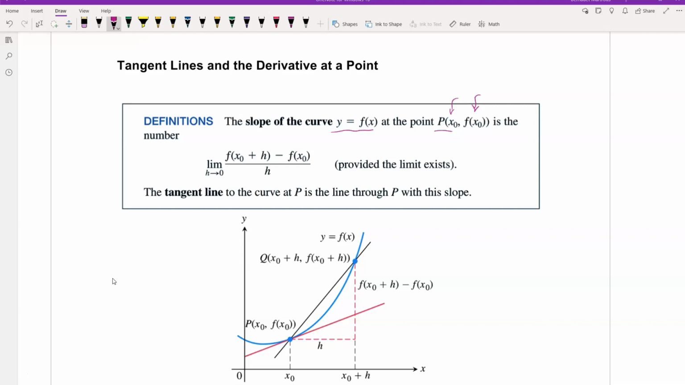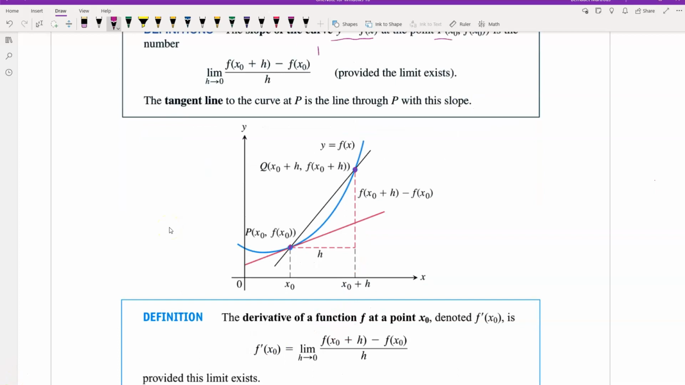So here on the graph we have these 2 points, P and Q. And this line through these 2 points is the secant line. So what we have here is the same as finding the rate of change in y divided by change in x. So that is equal to this formula that is given here on top.